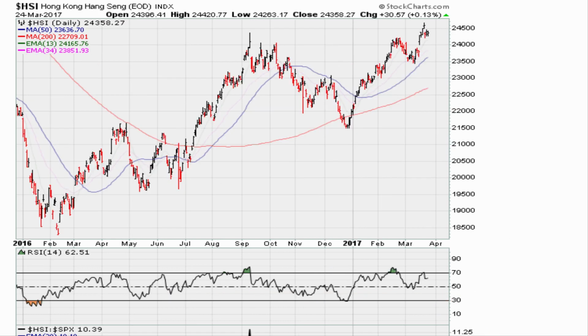If we take a look at the Hong Kong market, which was trading at highs this past week with a good breakout, but we see signs of negative divergence. We can see an improvement in prices here, but the RSI made a lower high. So that negative divergence could set the stage for a pullback.